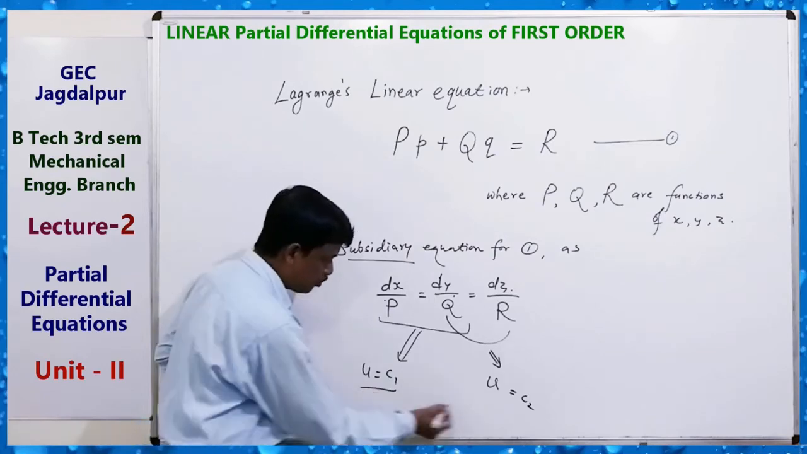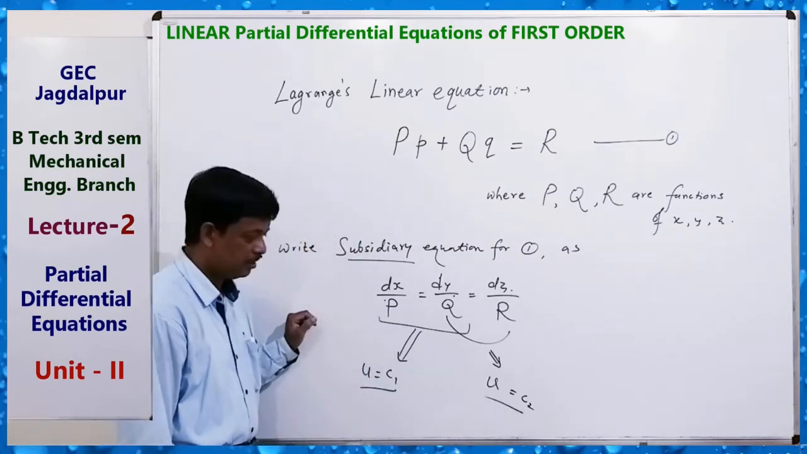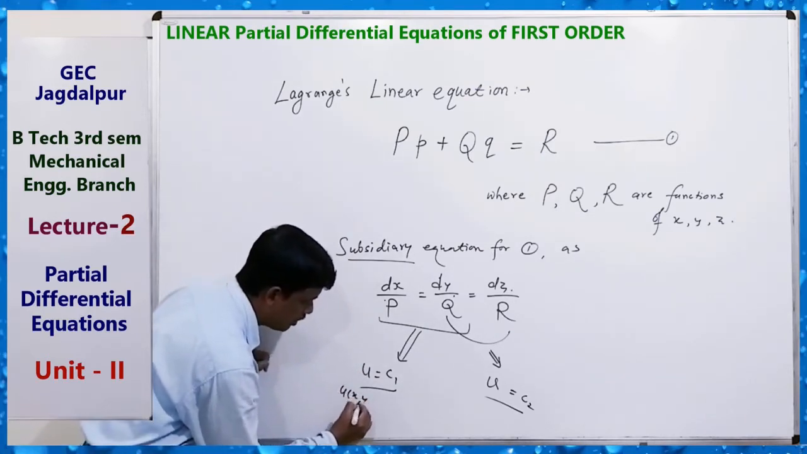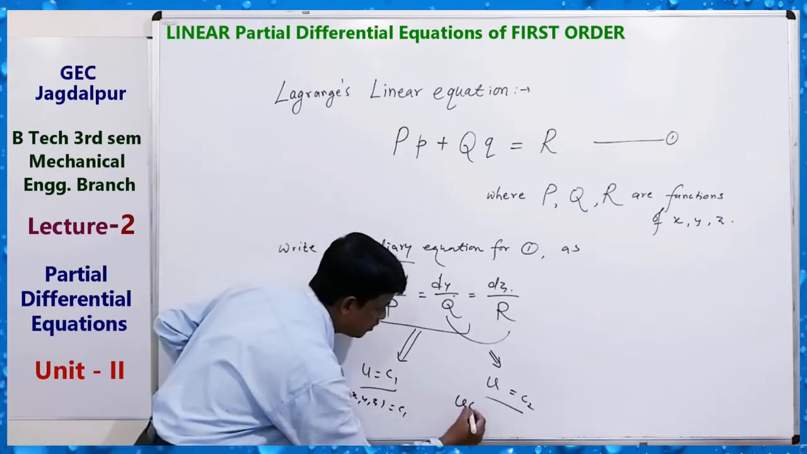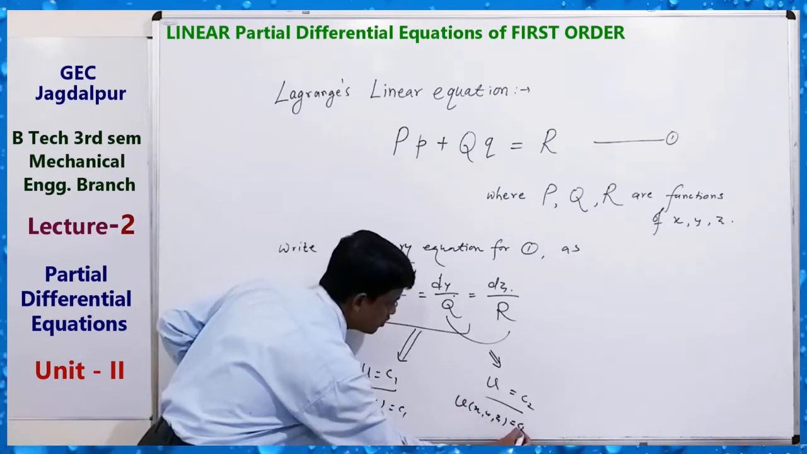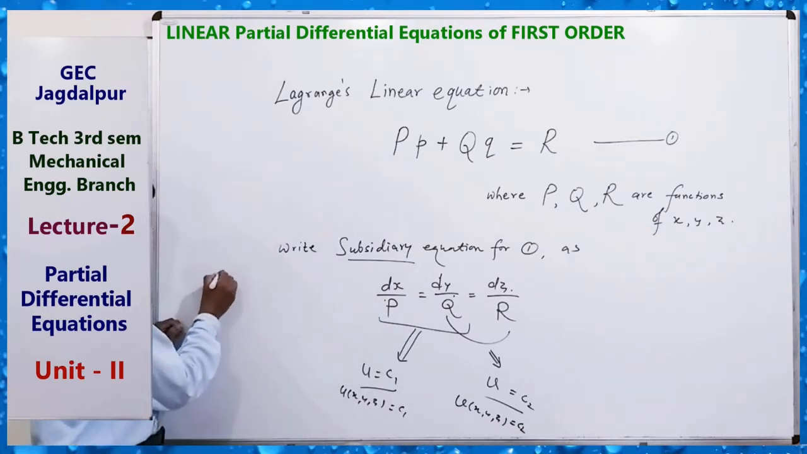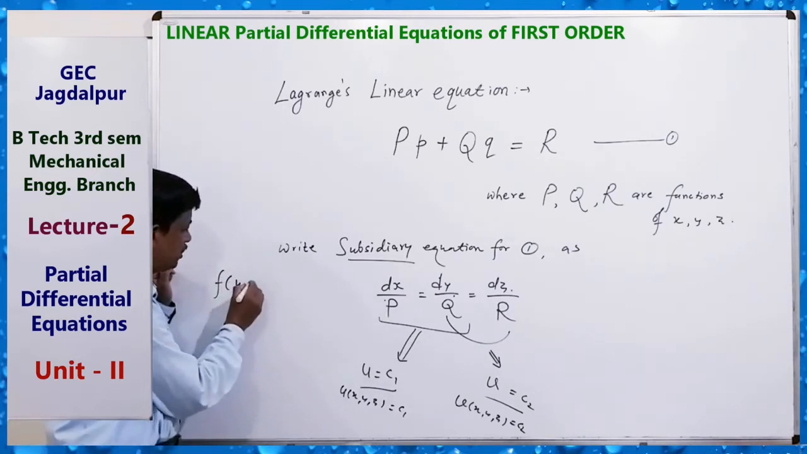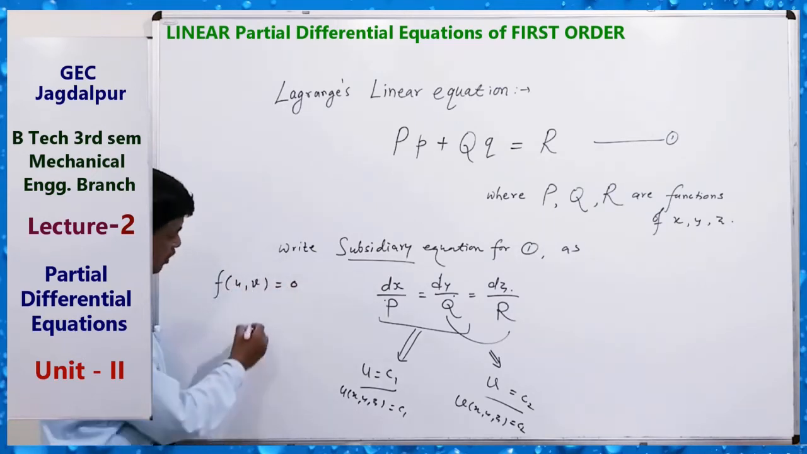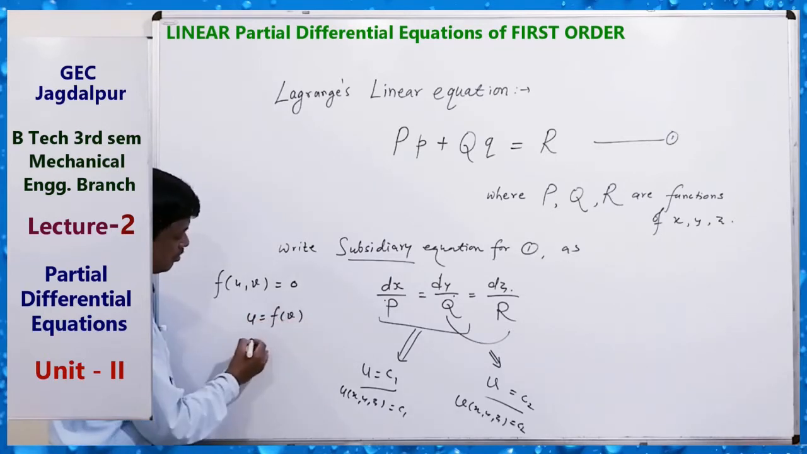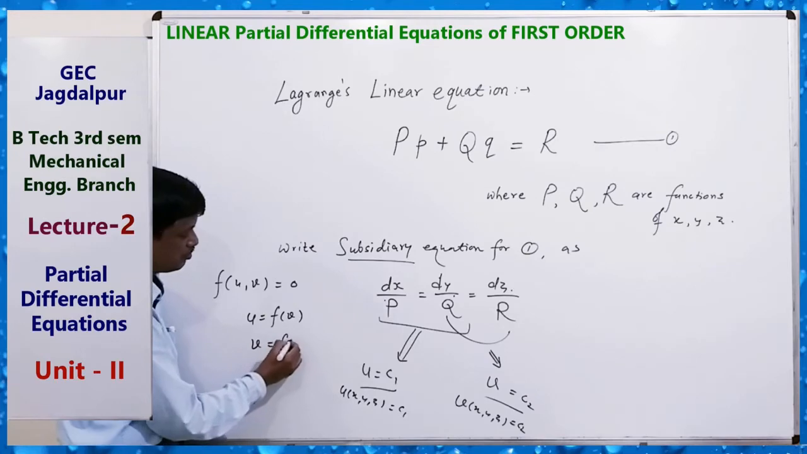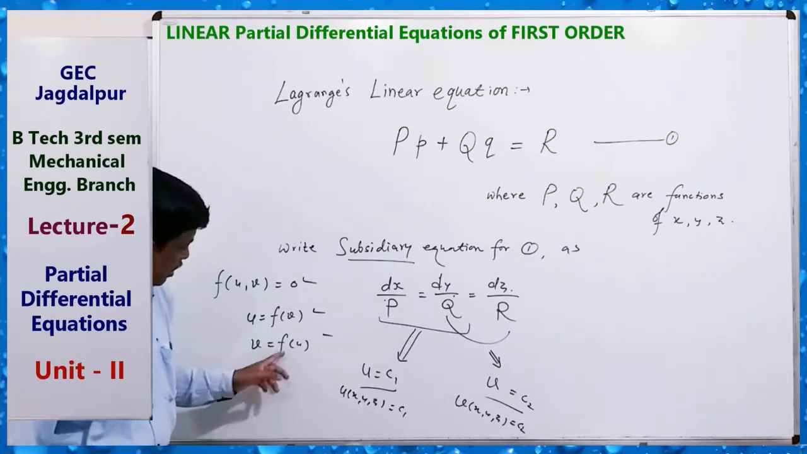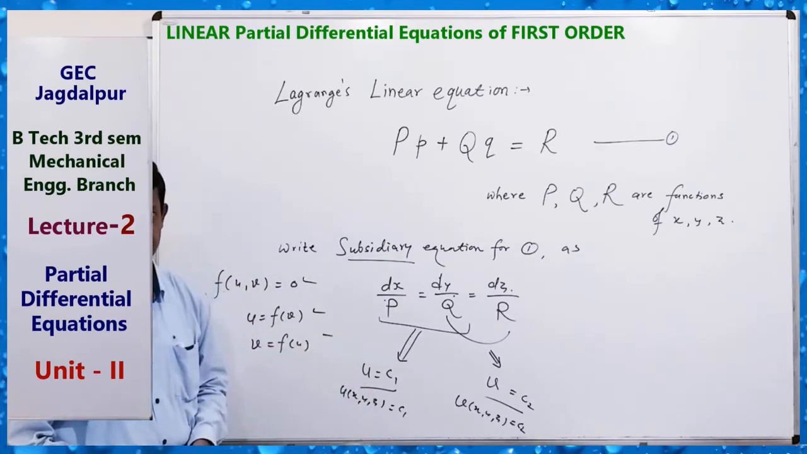If we get these two integrals, u means a function of x, y, z equals a constant, v means a function of x, y, z equals a constant, then our solution can be written by any of three methods: F of u, v equals 0, or u equals a function of v, or v is a function of u. This will be the solution of the given partial differential equation, where F is an arbitrary function.